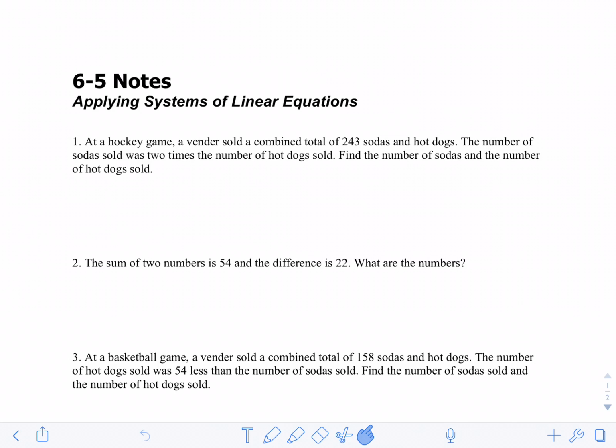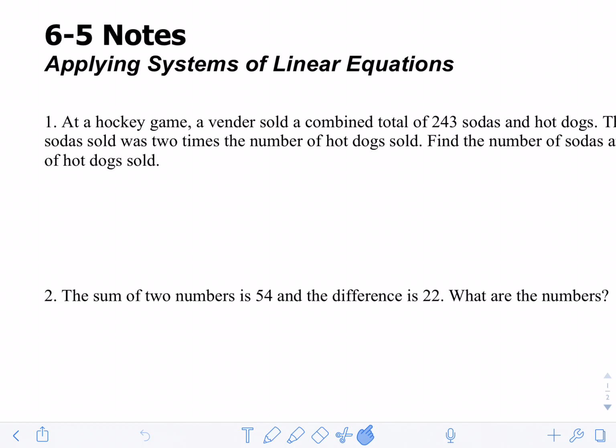So, first one says at a hockey game, a vendor sold a combined total of 243 sodas and hot dogs. The number of sodas sold was 2 times the number of hot dogs sold. Find the number of sodas and the number of hot dogs sold. So you have two things here. You have hot dogs and you have sodas.